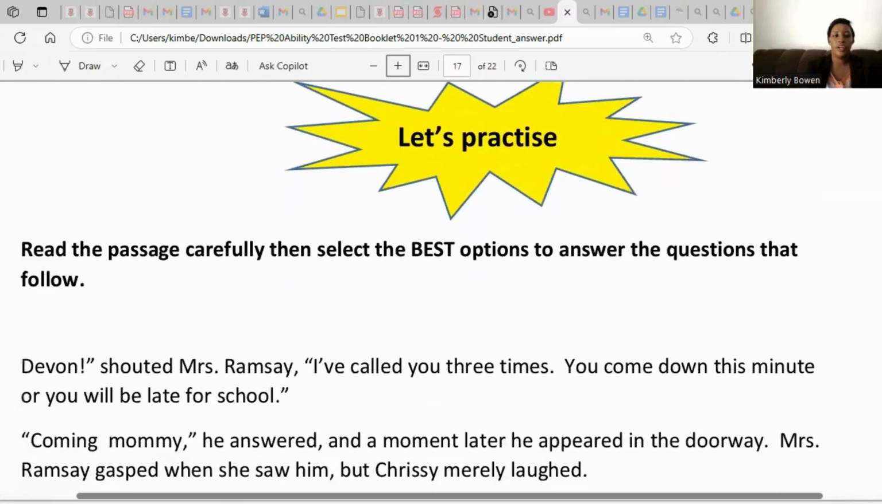Let's look at a practice question. Read the passage carefully, then select the best option to answer the questions that follow.